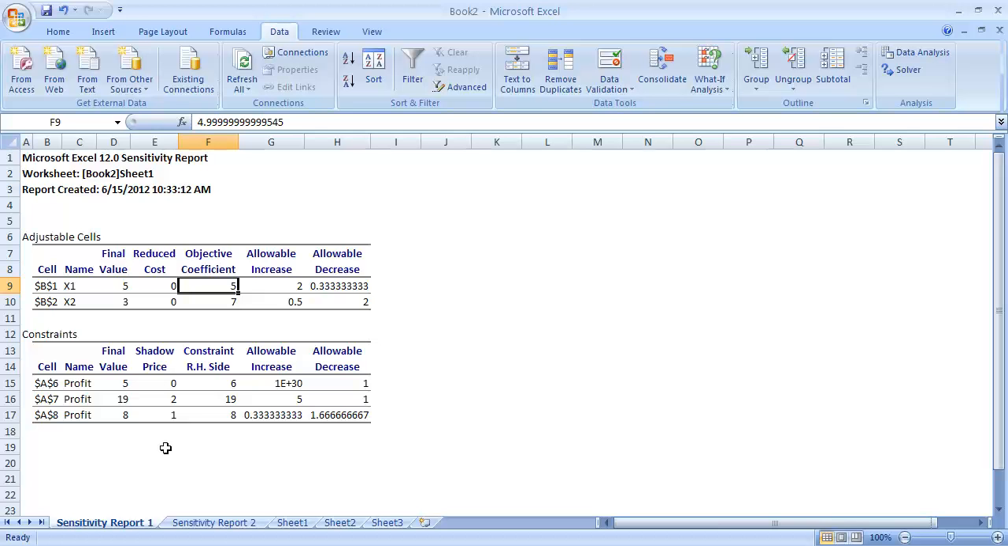shadow price right here. The shadow price is what would happen to profits in this example if I was to increase the right-hand side of that constraint by 1. So let's look at that 0 and make sense out of it. What that's saying is if I increase the right-hand side, which is now a 6, to a 7, then nothing happens to profit. It doesn't change. It changes by 0.